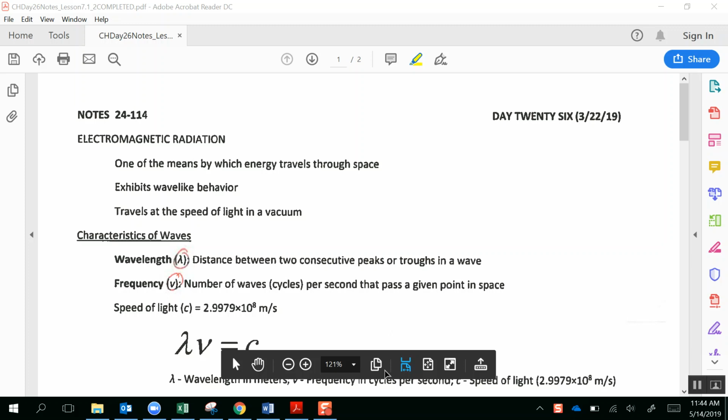You'll notice that these notes look different. In the past, you've been given PowerPoints. These you can print off as a Word copy of the notes and follow through and do the problems as we work through them.